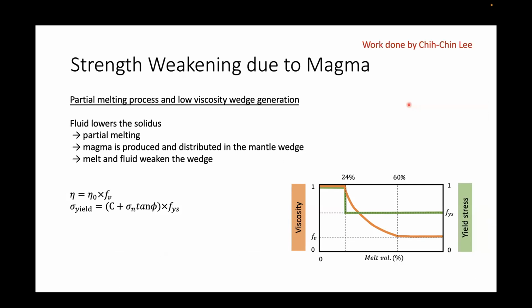So we consider the weakening due to the presence of magma, and the weakening can be decomposed into two parts. One is the weakening of the viscosity. The other is the weakening of the yield stress. So we think the presence of magma can reduce the viscosity by a factor of Fv, and can also reduce the yield stress by a factor of Fy. And we can modify Fv and Fy.